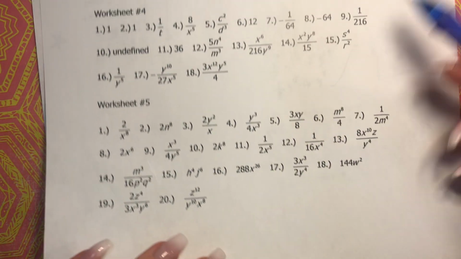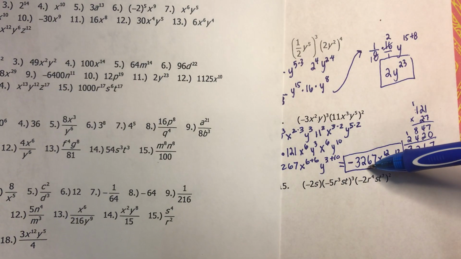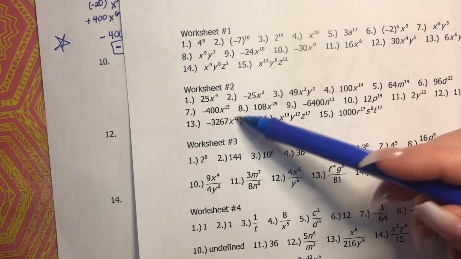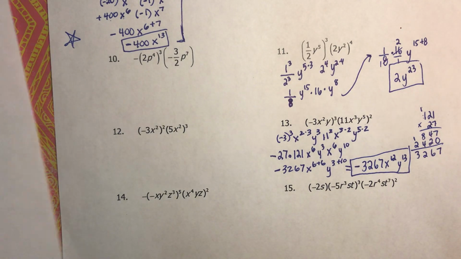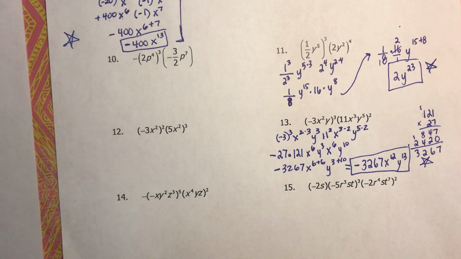And if you check worksheet 2, number 13, yes, negative 3,267. You always have to be very careful about the details because there's so many details. X to the 12th, y to the 13th. So this is perfect. Oh, this one was perfect too. So yes, that is it.